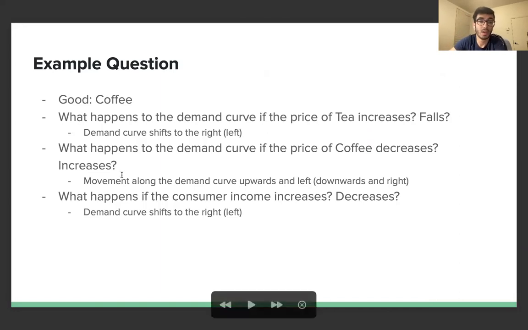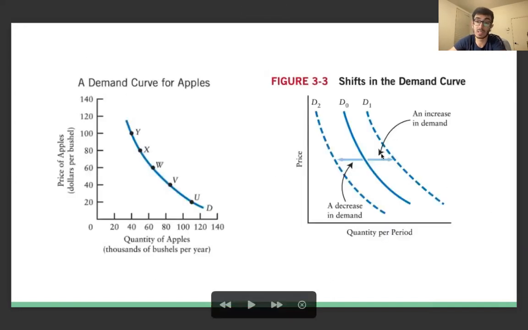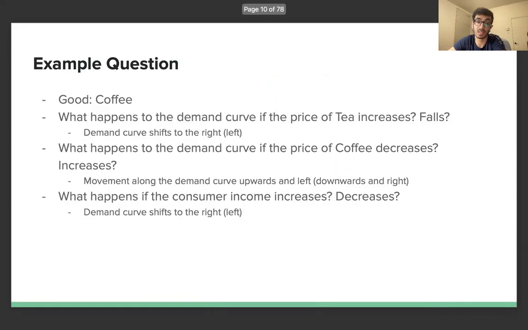Okay. And then what happens if the consumer income increases? So when a consumer has more money, now for each of those price points, the consumer has a higher purchasing power. The consumer can buy more of that good for the same price points. So in that case, when the income increases, the demand curve shifts to the right. And similarly, when the income decreases, the demand curve shifts to the left.